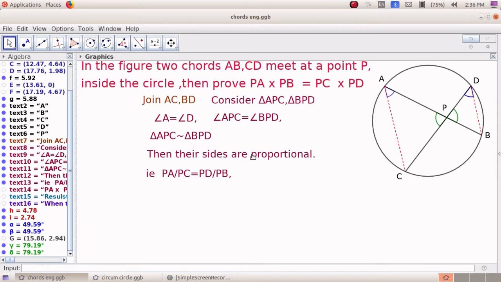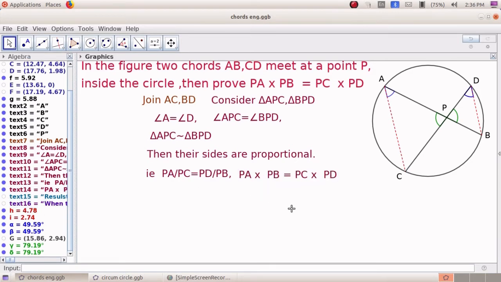This one is another version of proportionality of sides. That is PA by PC equal to PD by PB. Now PA is the numerator and PB is the denominator of the second ratio. Therefore, on cross multiplication, PA into PB will be equal to PC into PD.